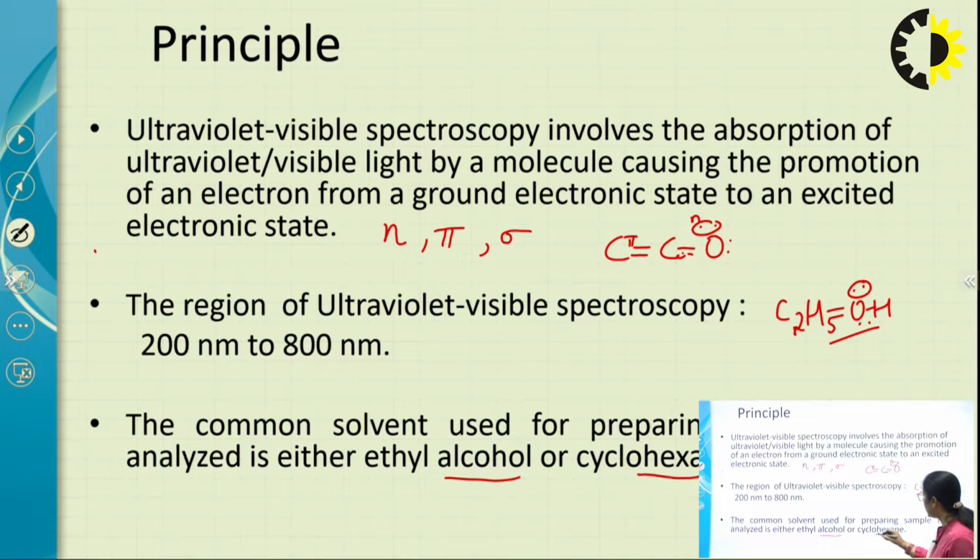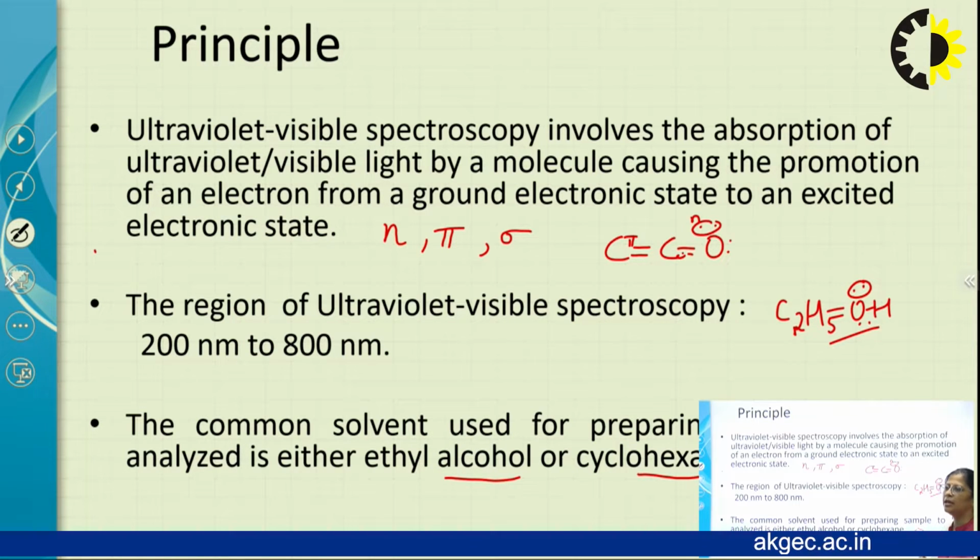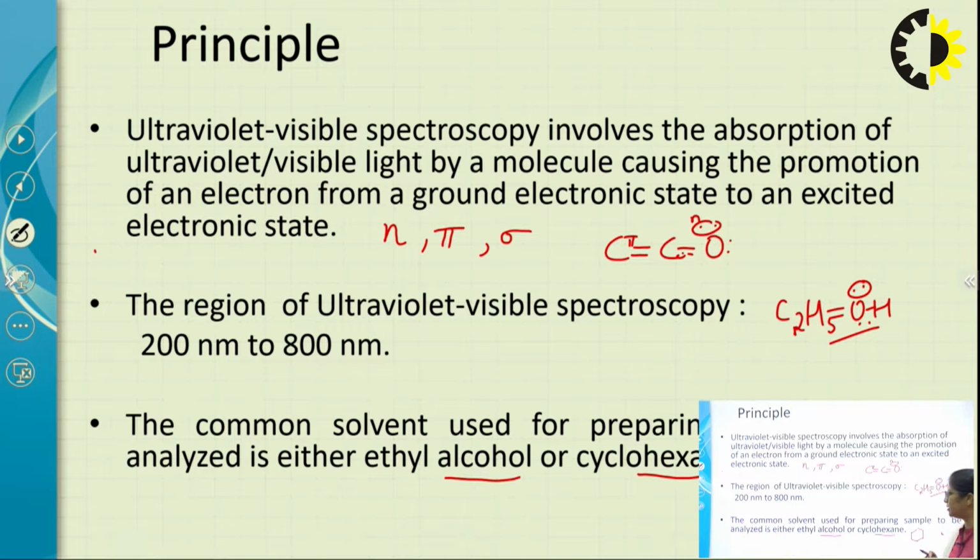Similarly, for cyclohexane, this is the structure for the cyclohexane. Again, you can see all the bonds are saturated. So, again the cyclohexane is going to be transparent in the entire 200 to 800 nanometers. Therefore, we can use these two as the common solvent for dissolving the samples.